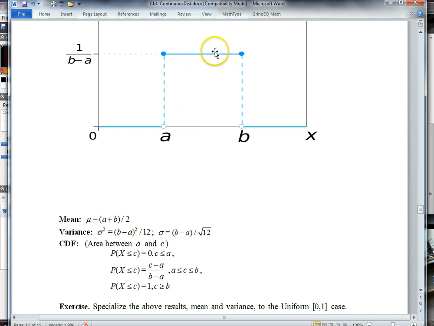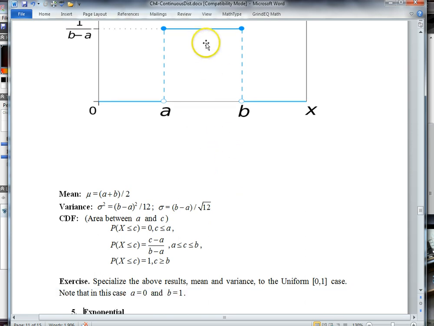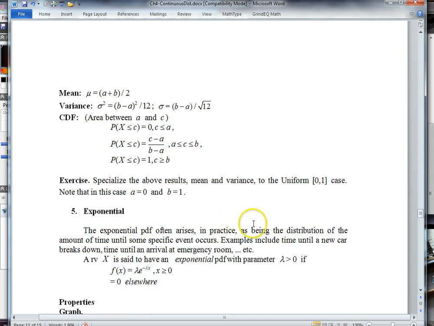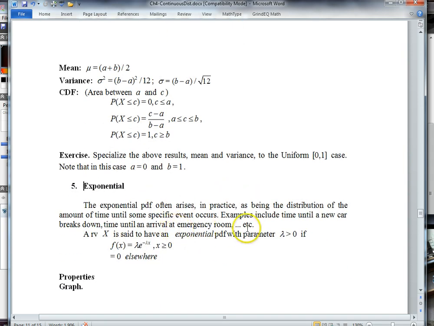If I want the area between 2 points, again this height would be 1 over b minus a. I'll multiply that by just c2 minus c1, whatever that is, and that's all there is to it. So any area under the curve you just find by using the area of a rectangle, height times width. We know this height is not going to change, 1 over b minus a. The width depends on which point or points you pick, so I want to encourage you to go over some of these problems at the end of the chapter on the uniform distribution.